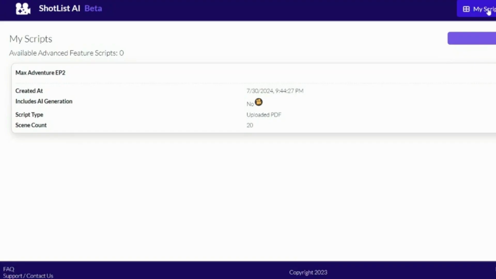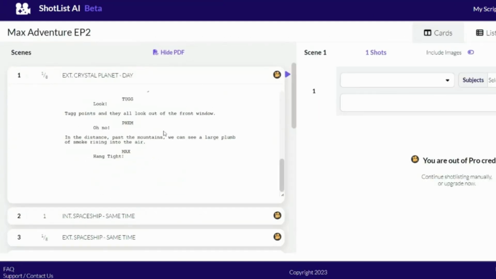Being able to find something that can take care of all that mundane work to help speed up the process is so important. And that's why I use Shotlist AI, because when I discovered it, I didn't realize it could do what it can do.